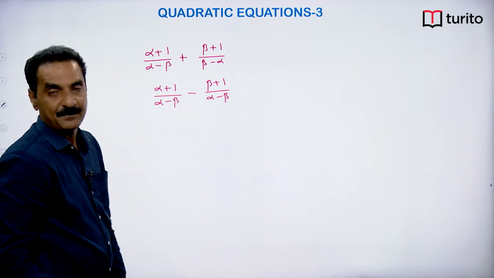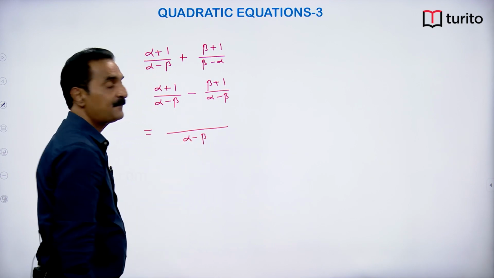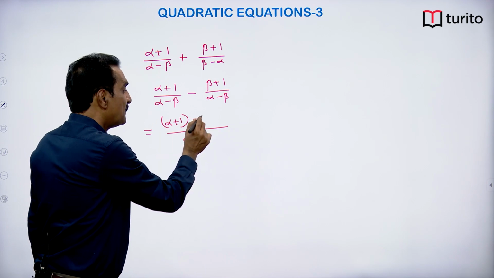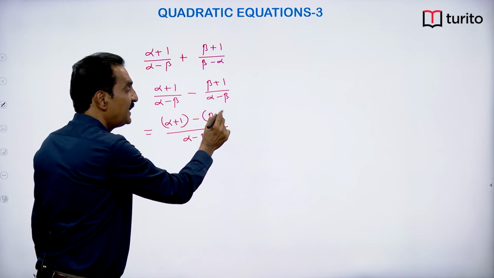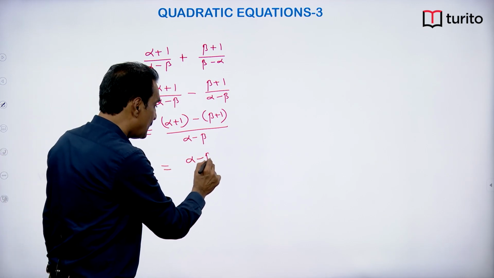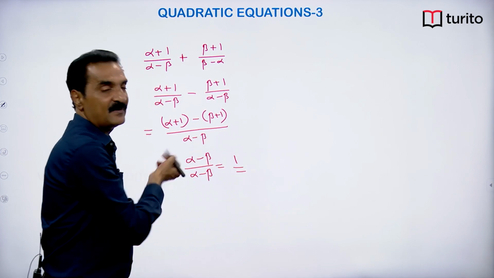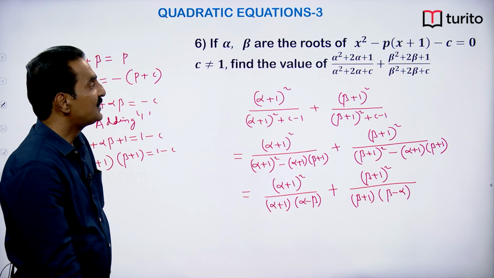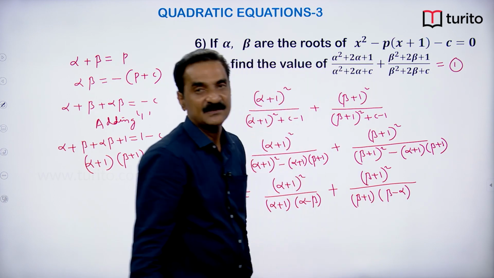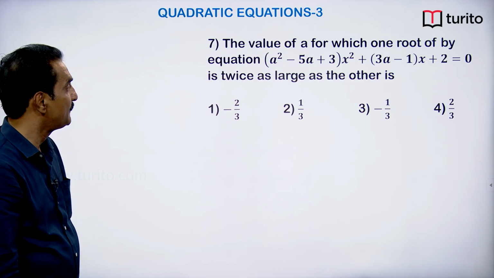Now, denominator is same. So, take LCM, alpha minus beta. Numerator will be what? Alpha plus 1 minus of beta plus 1. What is it? Numerator is alpha minus beta, denominator is also alpha minus beta. So, they will cancel, you will get 1. So, the value of this expression is equal to 1, that is the answer. Next question.